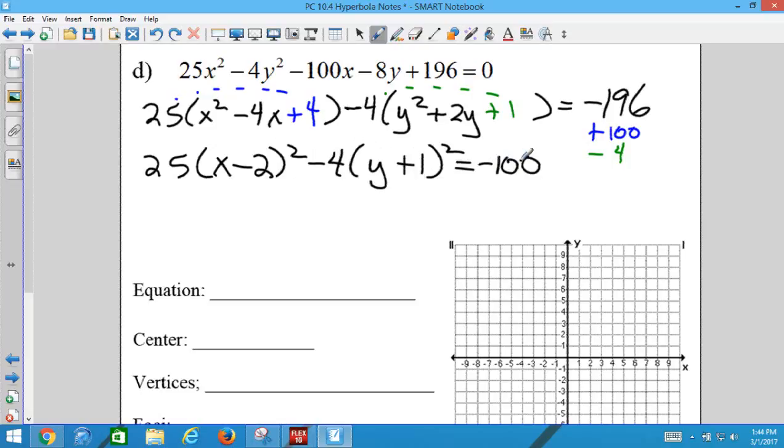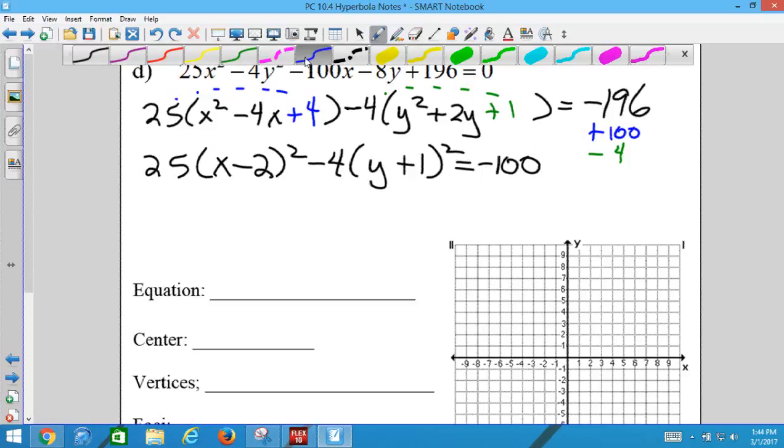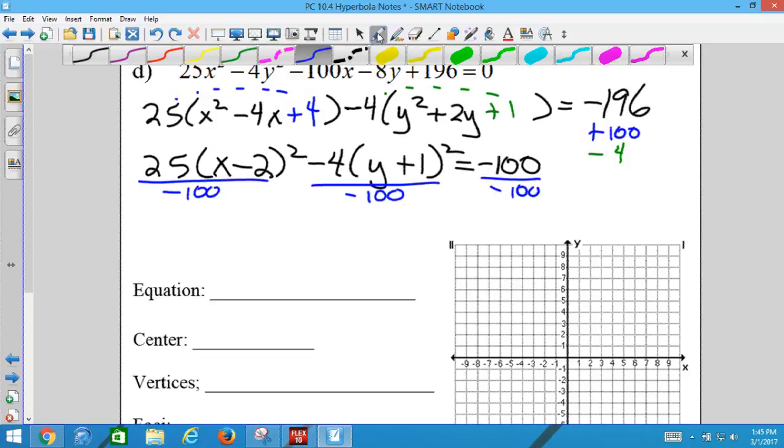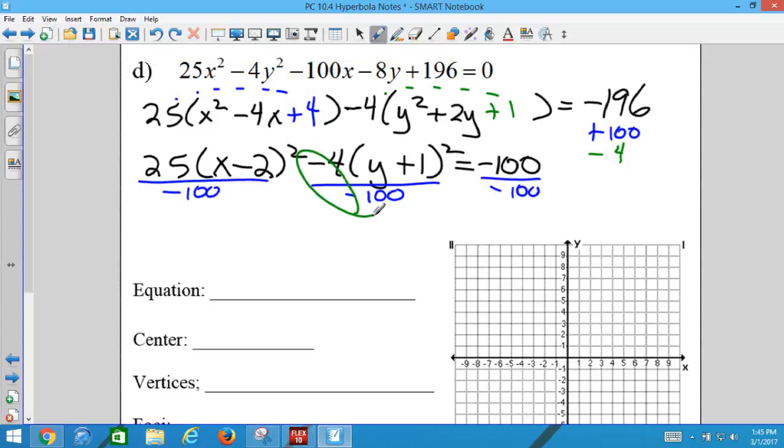Yes, it does. So now, when I simplified it, I get 25 multiplied by x minus 2 squared minus 4 multiplied by y plus 1 squared equals negative 100. And when I divide by that negative 100, that's going to make the center sign into plus. That's going to make the sign over here into minus. So I'm going to switch the order as I'm doing it, because this first one's actually going to be the minus.